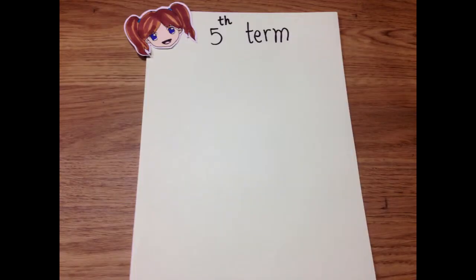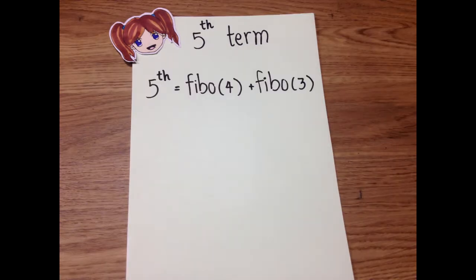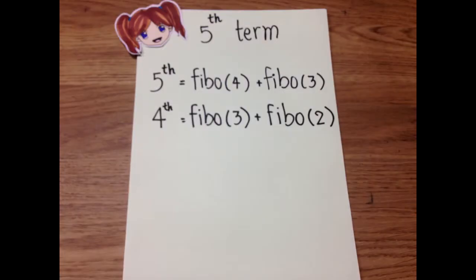For example, we want to find the fifth term. The fifth term equals the fourth plus the third term. Now we don't know the value of the fourth term yet, then we call the function again to find the fourth term. The fourth term equals the third plus the second term. And we don't know the third and the second term yet, then we call the function again.